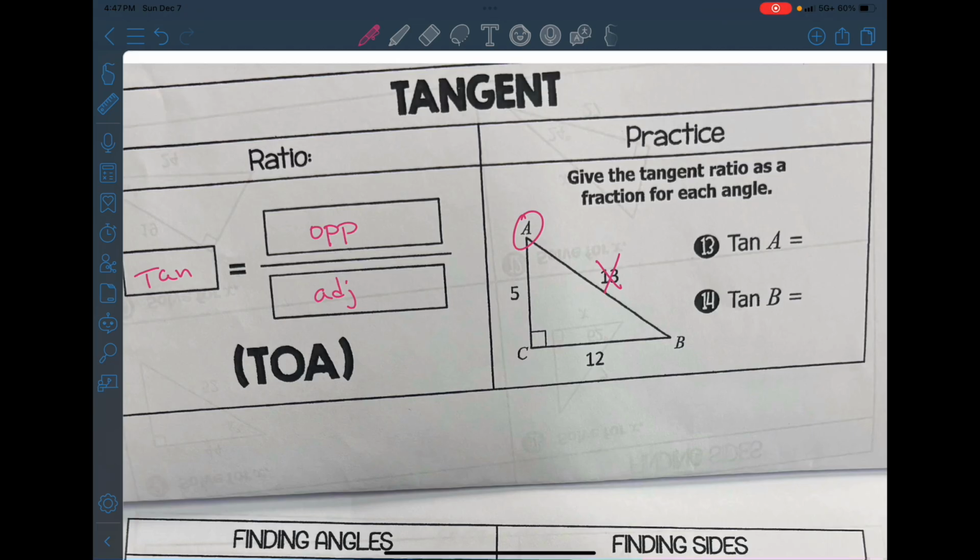So my opposite of A is the one that doesn't touch it. Well, this one touches it. 12 doesn't. Opposite over, and my adjacent touches it. So now am I looking at B? 13 still a hypotenuse. I won't use it. So my opposite, so 12 touches it. So 5 has to be my opposite. And my adjacent is 12. If you look at tangent, you see that they're just flipped. They're called reciprocals. In the same triangle, the tangent of one is the reciprocal of the tangent of the other. So if you have the first one correct, you just flip it for the other one.